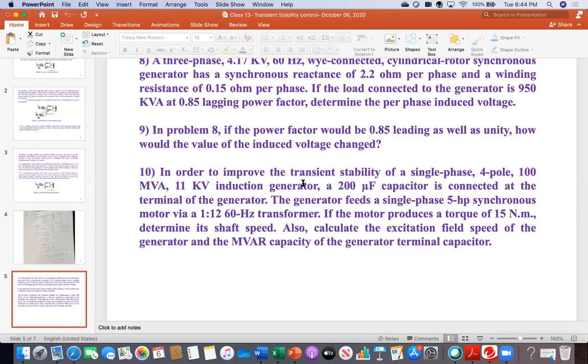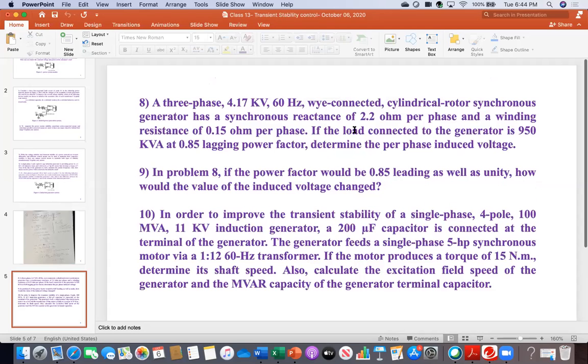Now there are 3 more problems, but I think we'll get time to do the first one. Look, everybody, the first one, number 8.